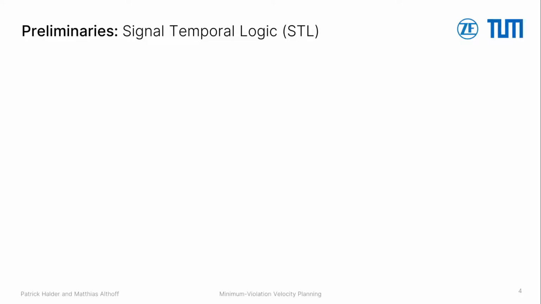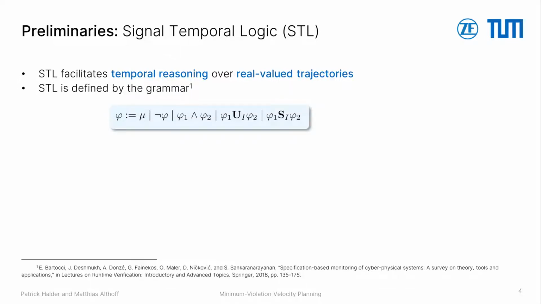Let us start with some preliminaries. In this work, we use signal temporal logic. In contrast to other types of temporal logic, STL allows reasoning over real-valued trajectories, which makes it highly suitable for motion planning tasks. STL is defined according to the grammar shown here, where phi is an STL formula and mu is a predicate. U is the temporally bounded until operator and S is the temporally bounded since operator. Based on this grammar, we can derive other operators like the globally or finally operator.